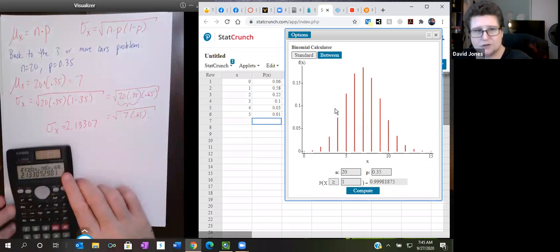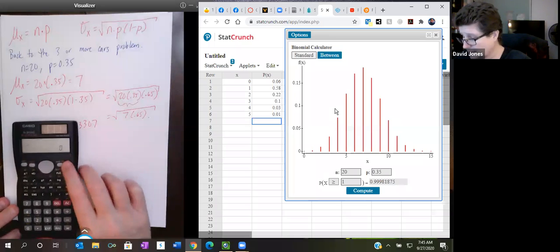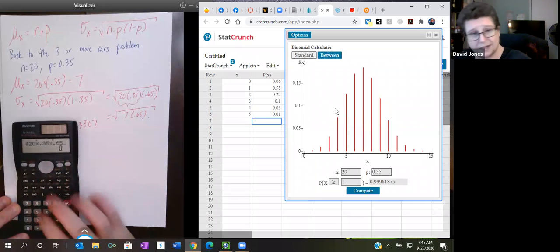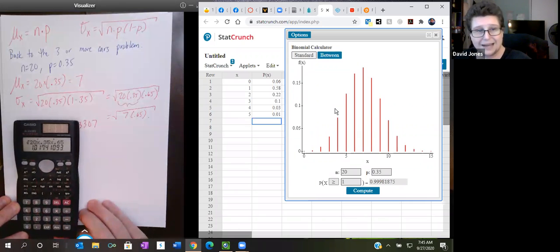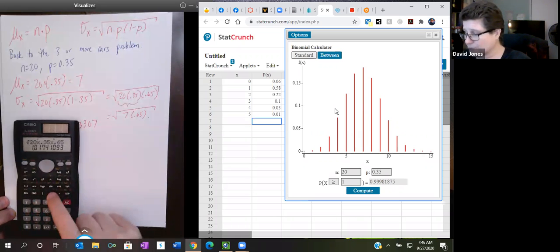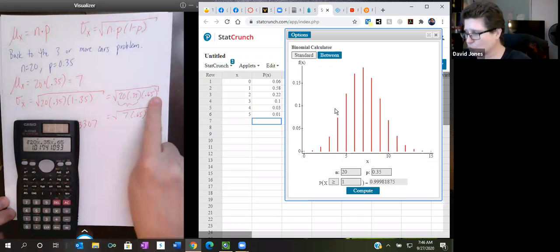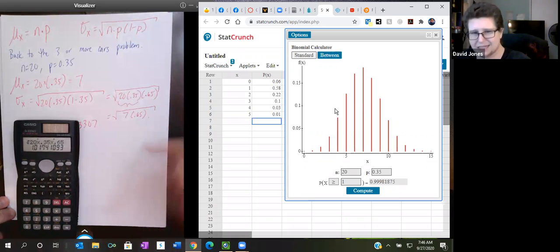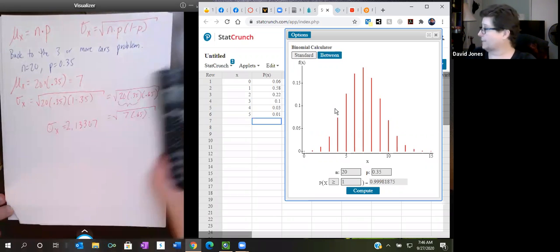Notice what happens if you don't use the parentheses. Square root of 20 times 0.35 times 0.65. It gives me 1.01. Entering it in the calculator, it's very specific. If you don't have a parentheses option, you'll need to calculate 20 times 0.35 times 0.65 first, figure out what that answer is, then take the square root of it. Okay?